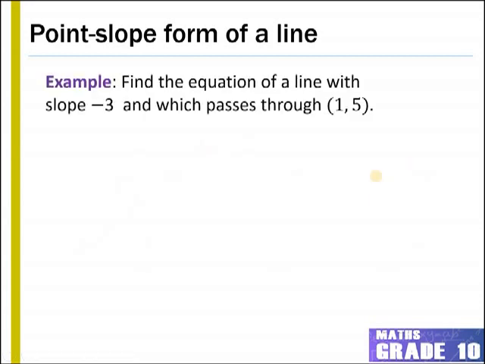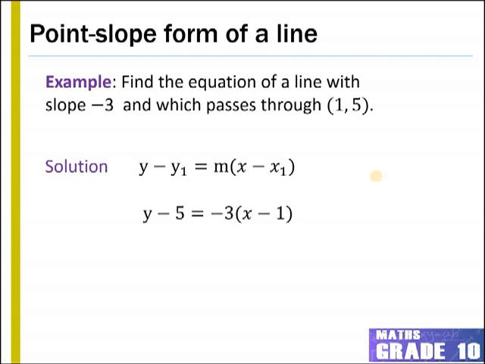Example, find the equation of a line with slope -3 and which passes through (1, 5). To do this, we can use the point slope form of the line, y minus y1 equals m times x minus x1. So y minus 5 equals -3 times x minus 1, because (1, 5) is the coordinate that it passes through, and -3 is the gradient. So y take away 5 equals -3x plus 3 by expanding. So y equals -3x plus 8.